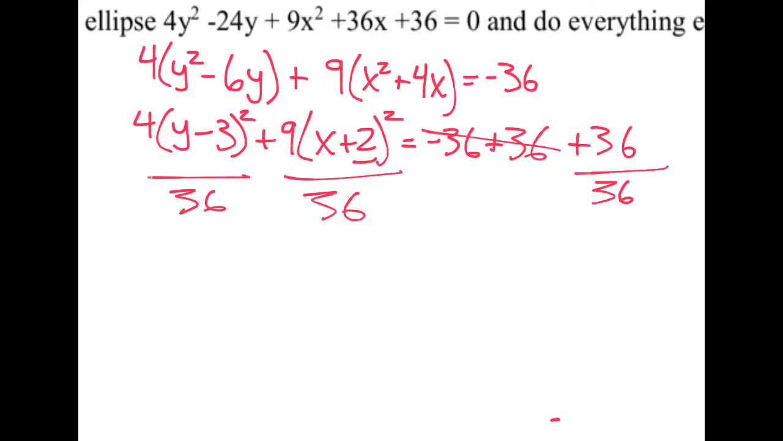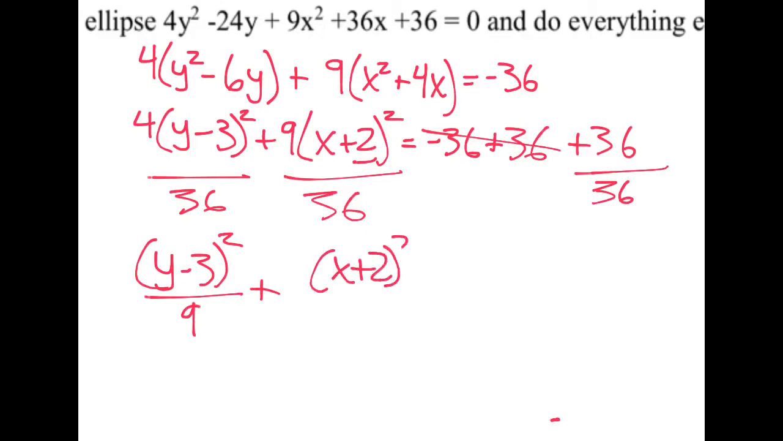What is 4 divided by 36? I don't know, that's a fraction, that's gross. Well, how about you do 36 divided by 4, and acknowledge that 36 divided by 4 is 9, but we wanted the reciprocal of that, so we need 1/9, which means we get a 9 in the bottom, and so we have y minus 3 quantity squared over 9. Plus, what's 9 divided by 36? Well, again, I don't know, but what's 36 divided by 9? 36 divided by 9 is 4, which means the reciprocal of that is 1/4. And so I have x plus 2 quantity squared over 4 equals 36 over 36 is 1.